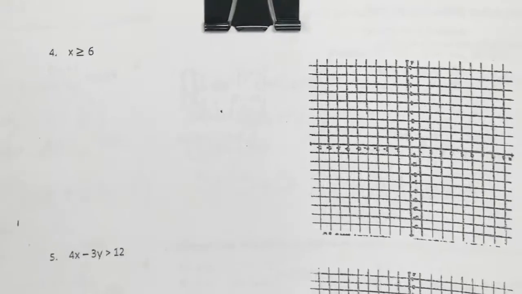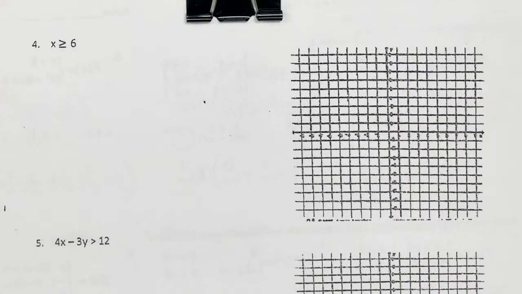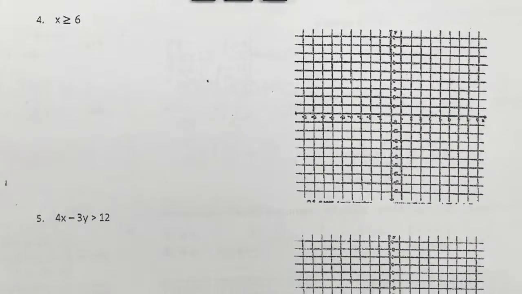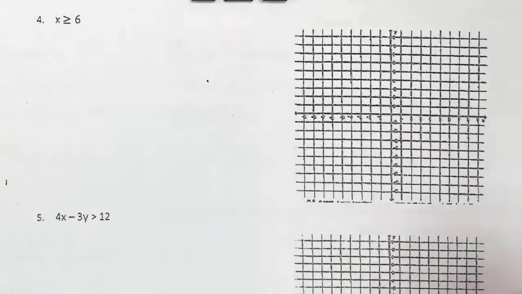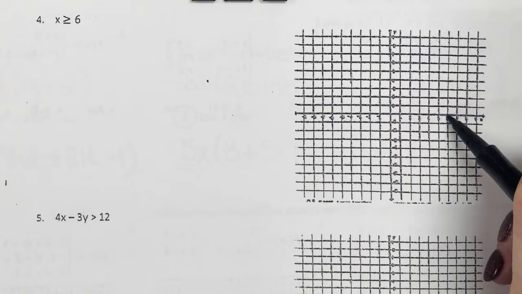Alright, now number 4 is different, okay? What does number 4 say? X is greater than, right? So what axis are we going to go to? At what number? There you go. 2, 3, 4, 5, 6.